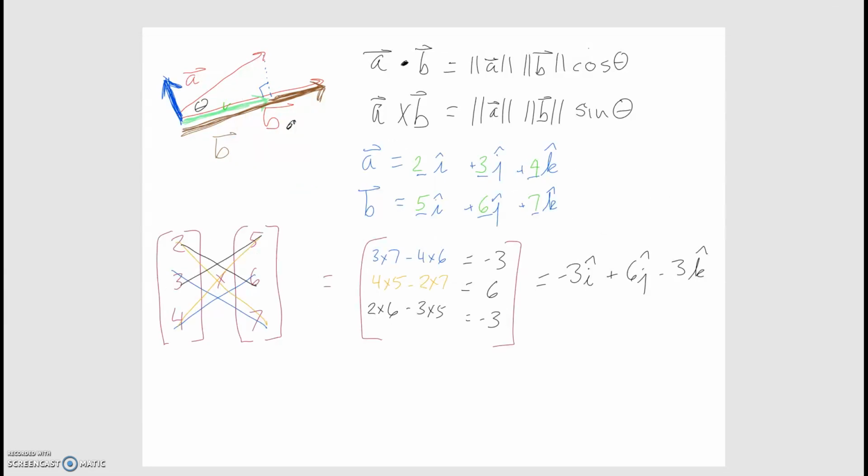Now when we look at the cross product, we are doing something different here. The dot product was the vector length of A times the vector length of B times the cosine of the angle between them. But the cross product is the vector length of A times the vector length of B times the sine of the angle between them. And now when I look at my drawing, I see that the sine is this kind of ugly blue line. That is perpendicular to both of these things.